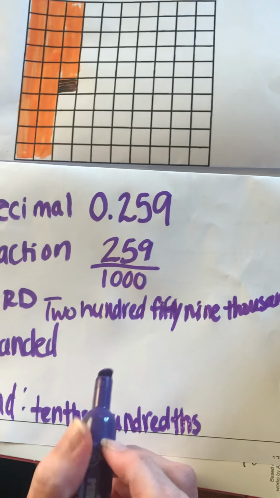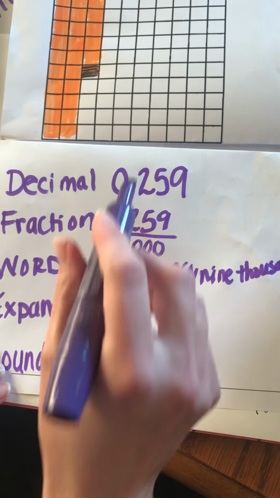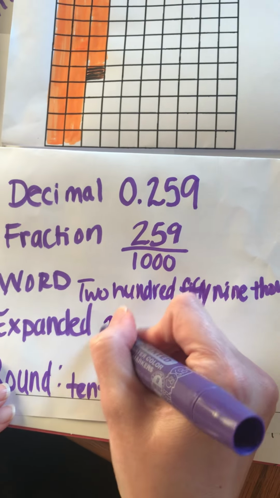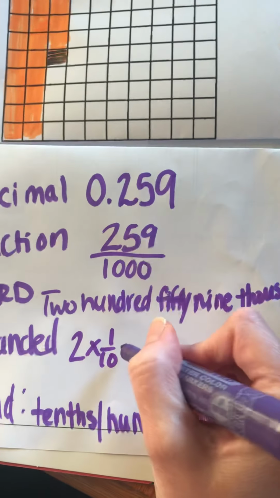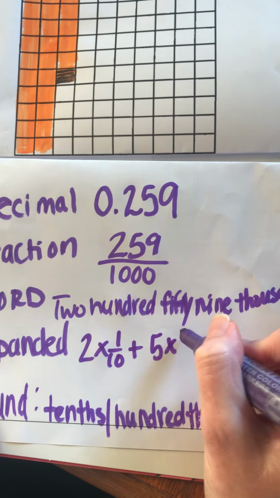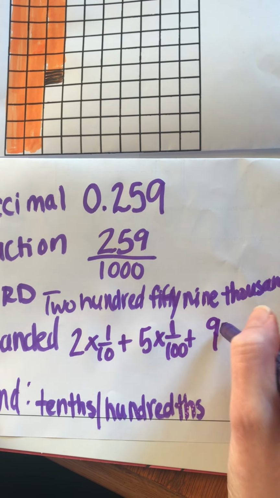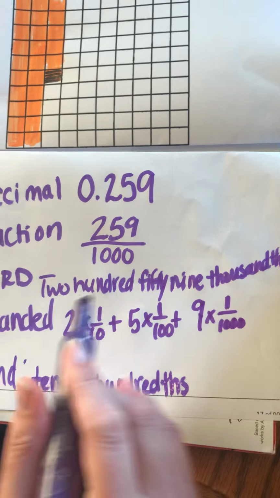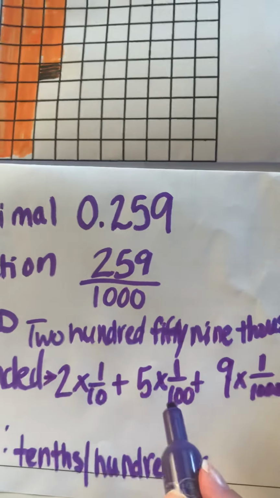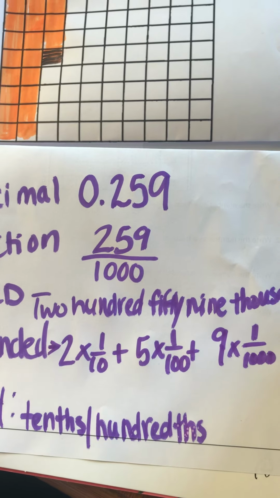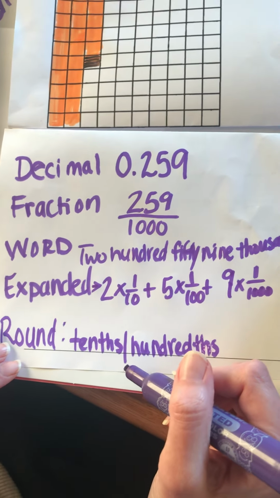Alright, so then I'm going to write it in expanded form. So that's looking at each place value. So I have a 2 in the tenths place. So I'm going to say 2 times 1/10. I have a 5 in the hundredths place. So 5 times 1/100. And then I've got a 9 in the thousandths place. So 9 times 1/1,000. So that's how I divide it up based on our place value and write it in expanded form. Now each of these fractions could also be written as a decimal, so you may see it that way at times too. And then we've also talked about rounding.